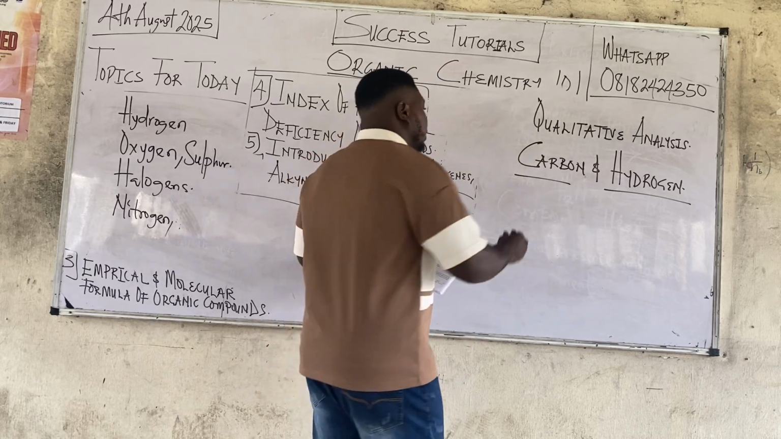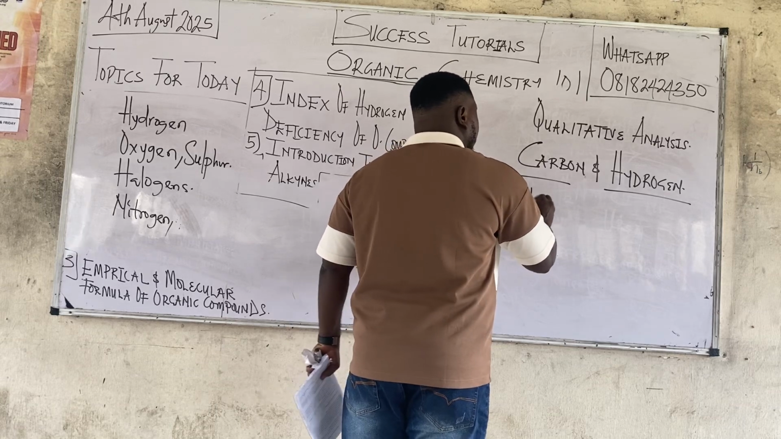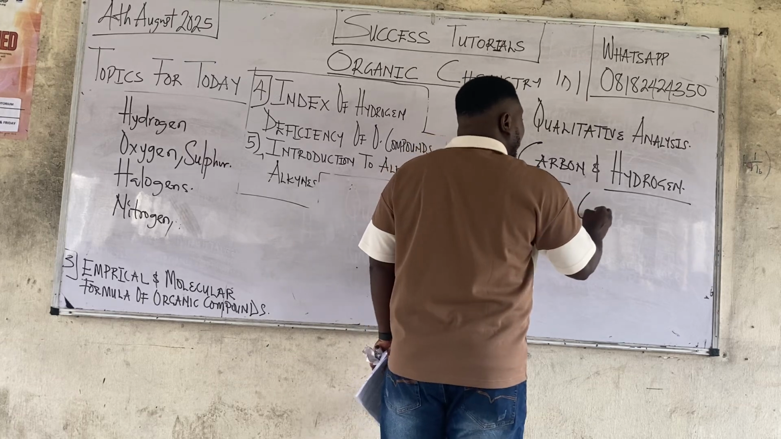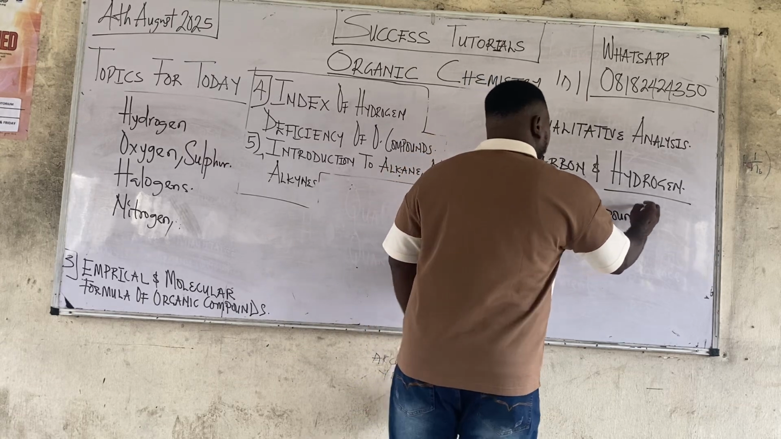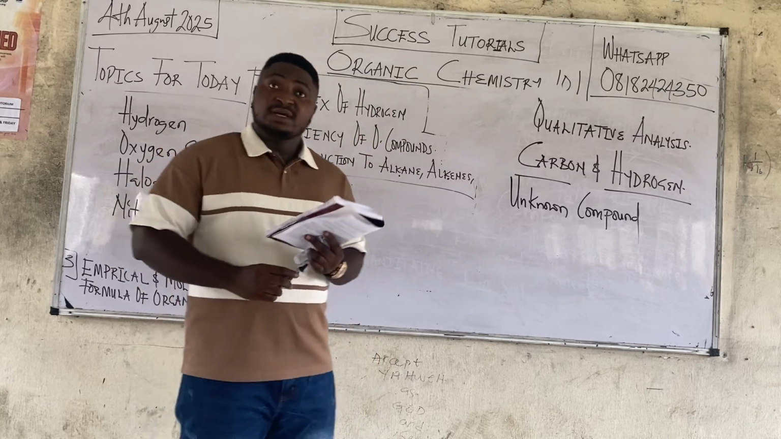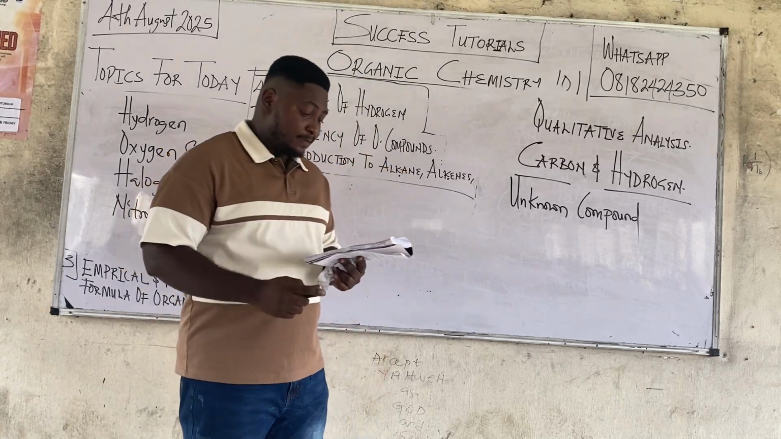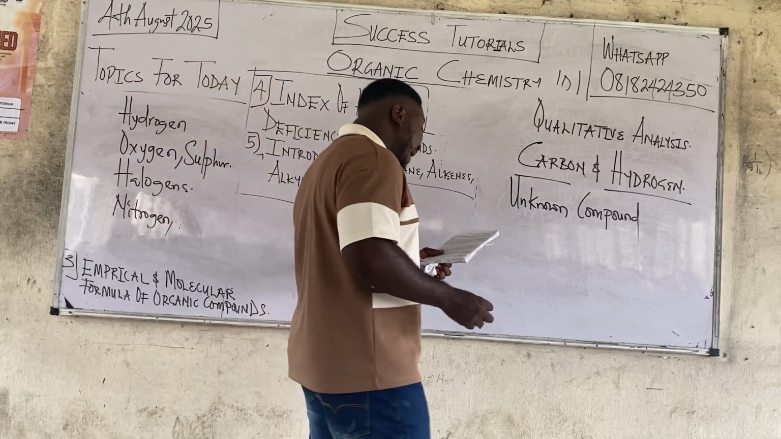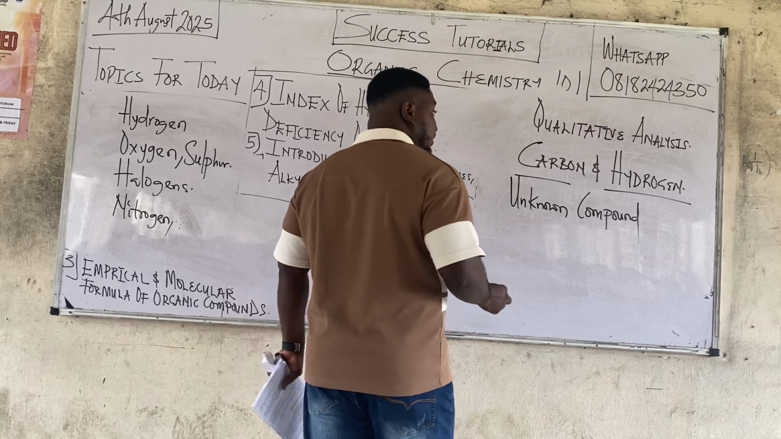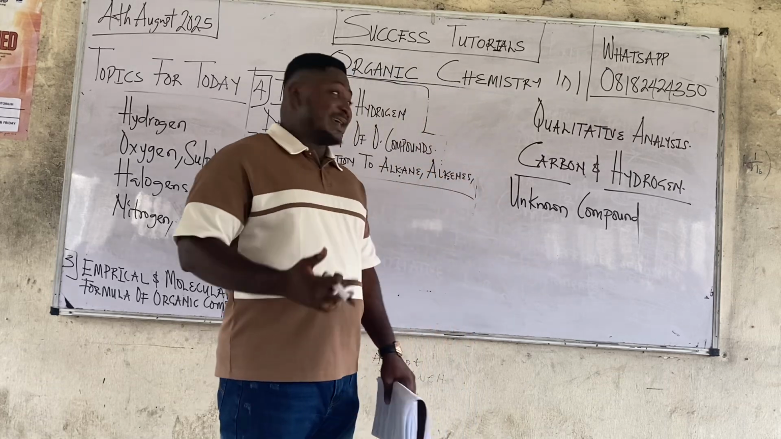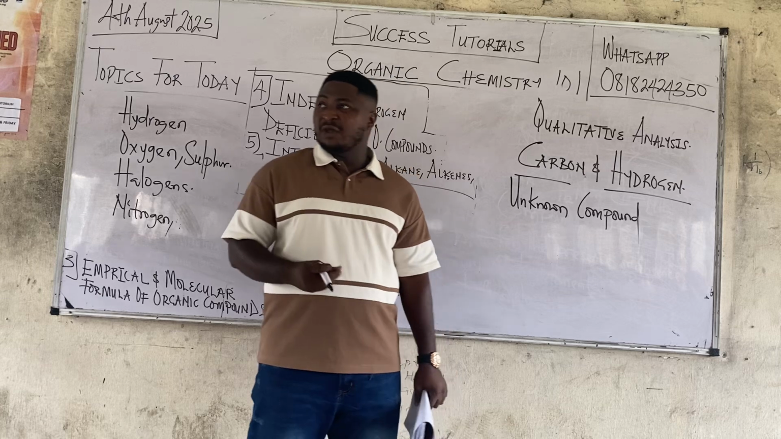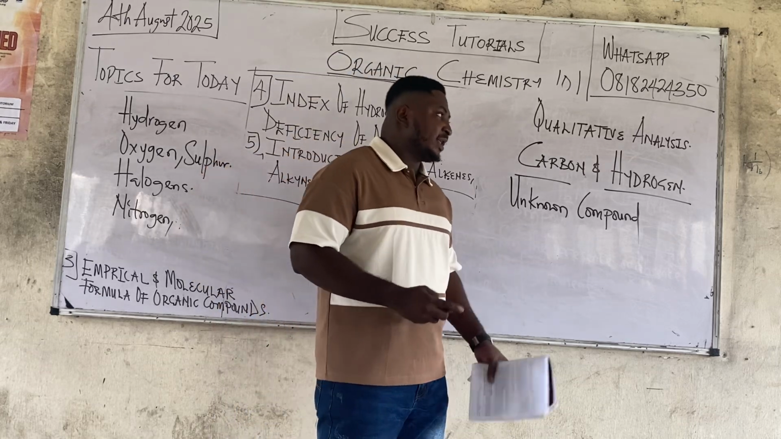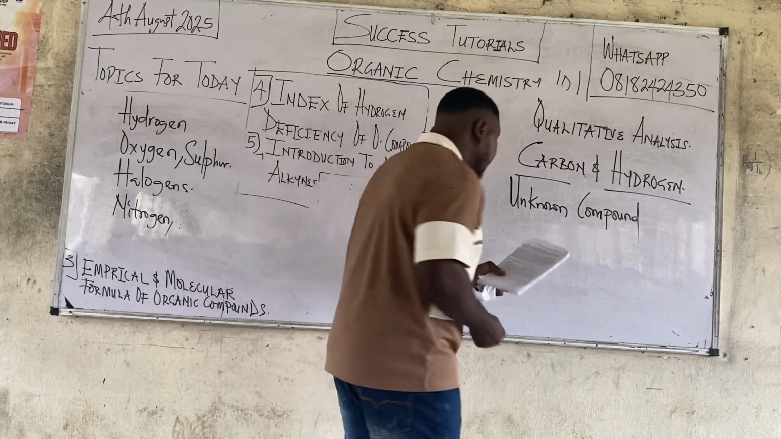So write down the unknown organic compound. We've got the organic compound unknown because we don't know yet until we confirm it. The unknown organic compound is estimated by mixing a known weight of the compound with dry copper(II) oxide.